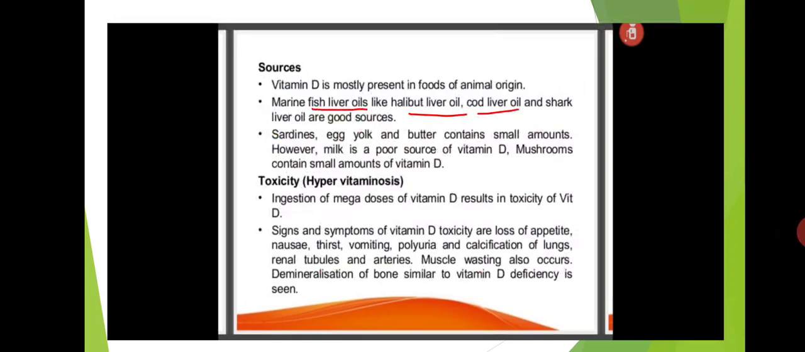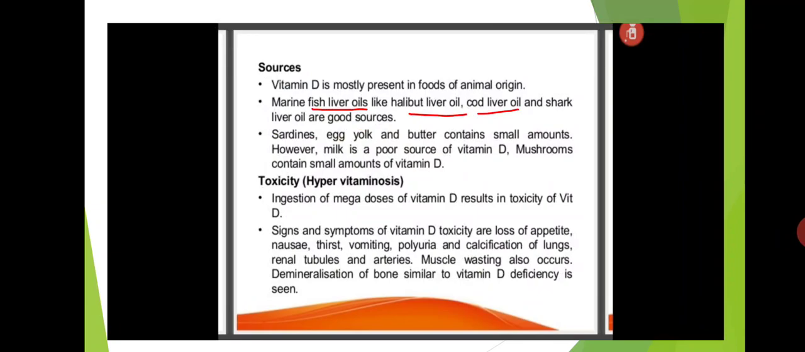And sources of vitamin D: it is mostly present in foods of animal origin, that is halibut liver oil, cod liver oil, and shark liver oil are the good sources for vitamin D. And egg yolk and butter contain small amounts, and mushrooms also contain small amounts of vitamin D.